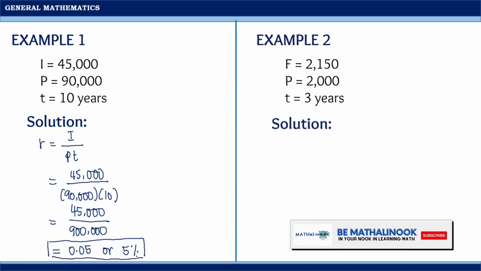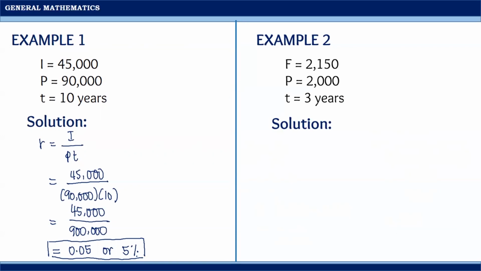Let us try this one. The future value is 2,150, the principal is 2,000, and the time is equal to 3 years. R is equal to I divided by P times T. However, notice from the given that we do not have the interest, but we have the future value and the principal. So remember that I is equal to F minus P. So therefore, solving for the interest, we need to subtract 2,150 and 2,000. Therefore, I is equal to 150.